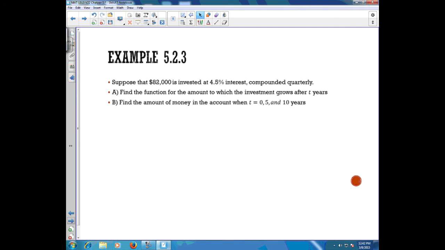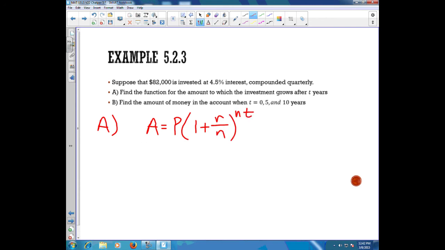So let's practice this. Suppose that we invest $82,000 at 4.5% interest, compounded quarterly. First, we want to find the function for the amount to which the investment grows after t years. When we want to find the function, all that means is that we want to take what we know and plug it in. So we know the future amount is equal to the principal times 1 plus r over n to the nt. This is our compound interest formula. And what we know from the problem, we know that the initial amount invested is $82,000. We know that the interest rate is 4.5%, but remember, we always need to write it as a decimal, which in this case would be 0.045. And we know that it's compounded quarterly, so n is equal to 4.